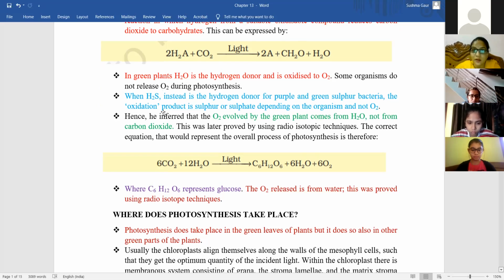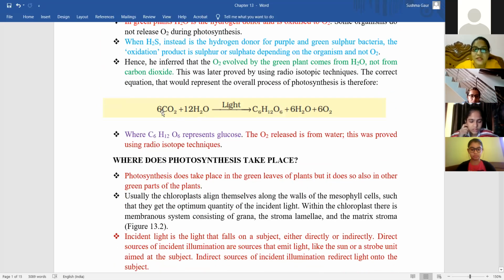So what he explained is 6 molecules of carbon dioxide combined with 12 molecules of water in presence of light to form C6H12O6. This is the glucose. And as a byproduct, 6 water molecules are again released and 6 oxygen molecules are released. This is the simple equation that represents photosynthesis. You must have studied this in earlier classes also.